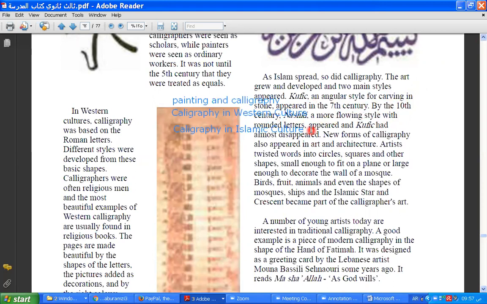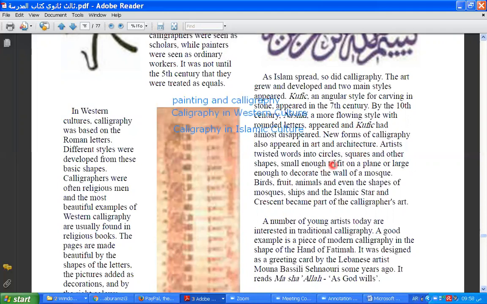Maybe they mean Naskh. Yes, this is what I mean, I think. Because Kufic means Kufi. Naskh, yes. This is what they mean, I think. A more flowing style with rounded letters appeared, and Kufic had almost disappeared.